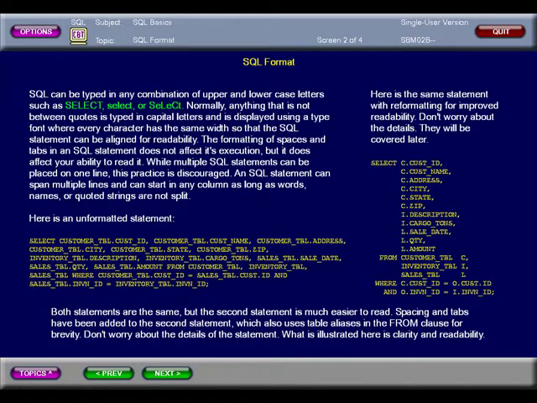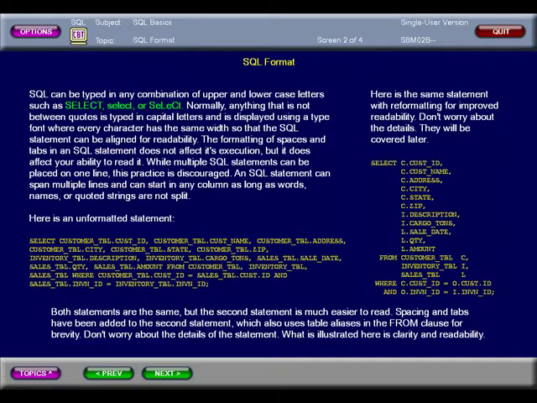SQL statements may be in upper and/or lowercase letters. Normally, anything that is not between quotes is typed in capital letters and is displayed using a type font where each character has the same width. This way, the SQL statement can be aligned for readability. The SQL interpreter does not care if the statement is on one line or multiple lines, and it ignores extra spaces and tabs. The formatting of SQL statements is to make it easier for humans to read.